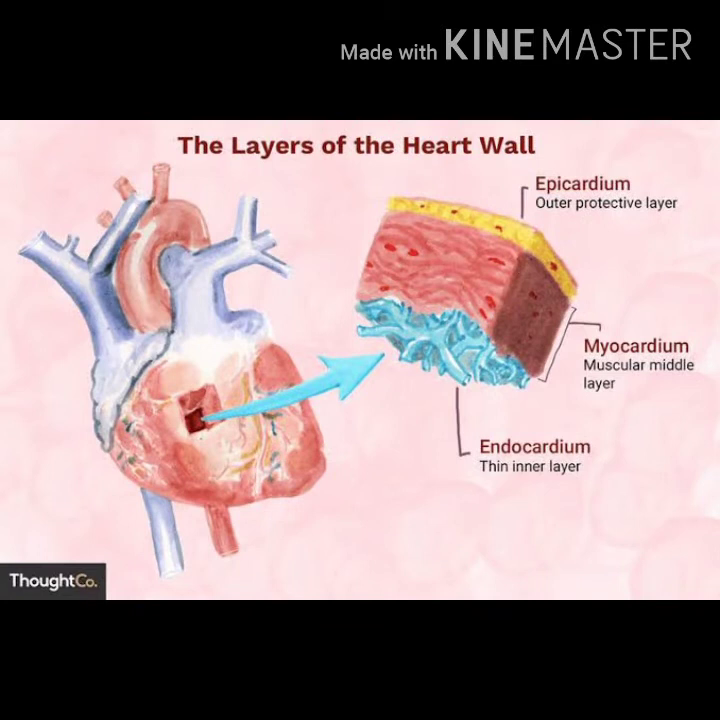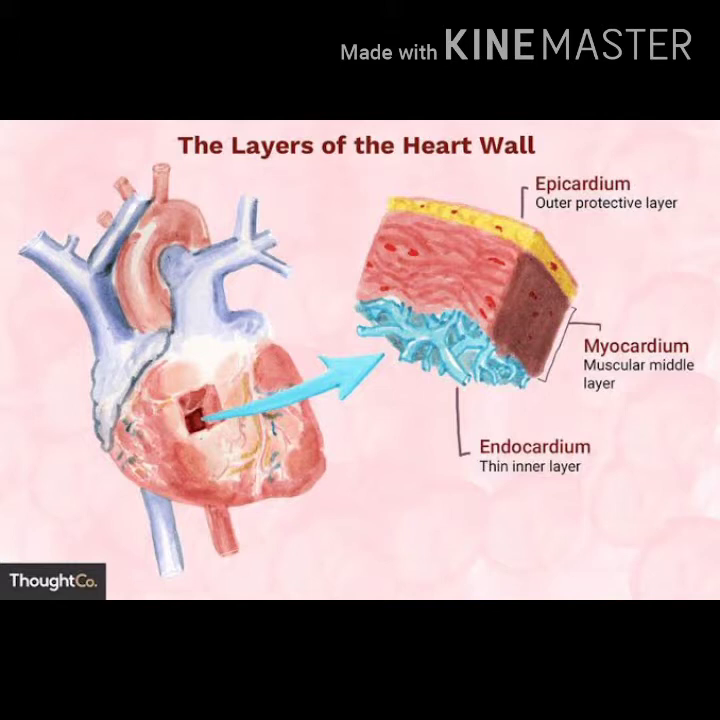So let's move on to the heart walls. First is the epicardium. It is the outside layer, which is another name for the visceral layer of the pericardium, and it is a thin layer of serous membrane that helps to lubricate and protect the outside of the heart. Next is the myocardium. It is the middle layer that contains the cardiac muscle tissue. It is the thickest layer, responsible for pumping the blood.